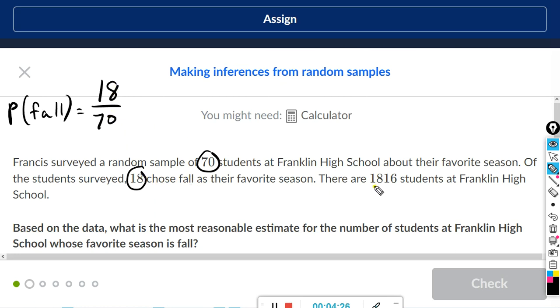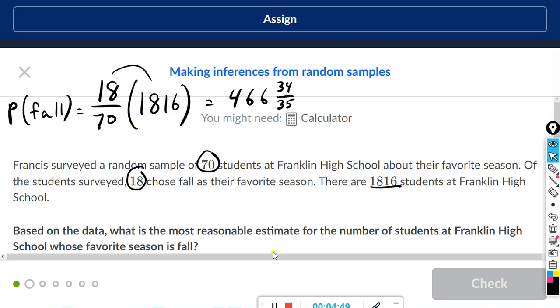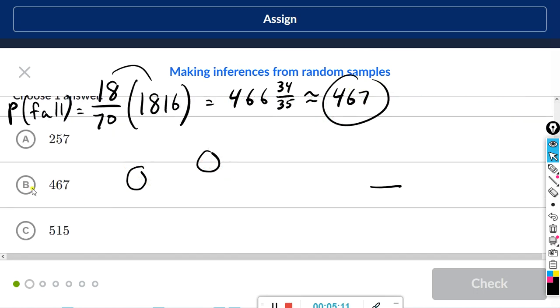All right, you take that fraction and you multiply it by the total. I don't know if your calculator has fractions. Many of them do. If not, you just do 18 times 1,816, and then divide by 70. All right, on the calculator, I get 466 and 34 over 35. All right, so if we were to round this off, this fraction is more than 1/2, so I'm going to round it up. Okay, and that becomes 467. All right, remember these are multiple choice. I don't think they're going to use decimals. So that's answer B.